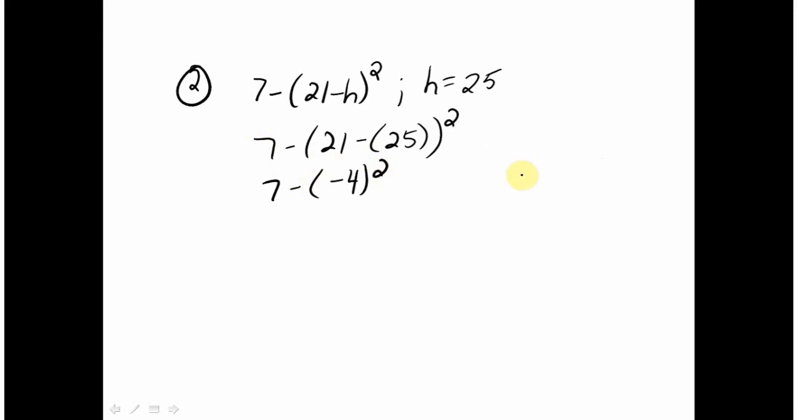Off to the side, I have to remember that negative 4 squared is negative 4 times negative 4. So this gives me a positive 16, but this minus sign is still here because there was a minus sign right there. So negative 4 times negative 4 is 16, but there's still a minus right there because of this one. And now I have 7 take away 16, so I subtract, and I get negative 9 for my answer.